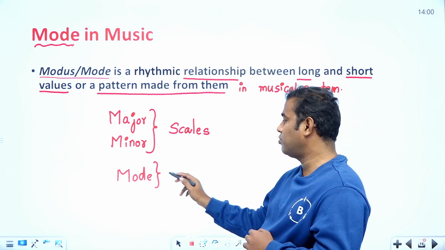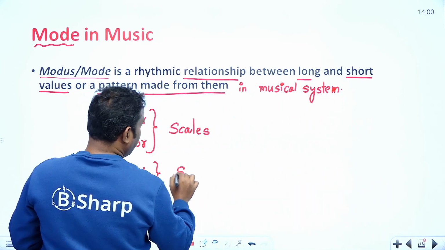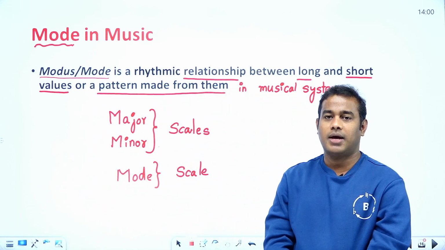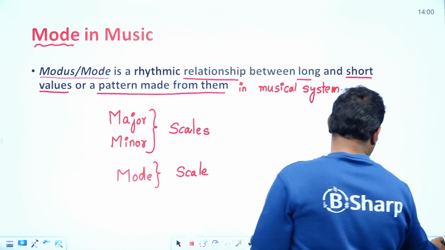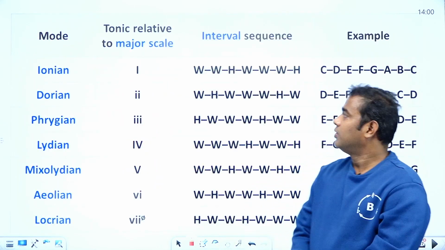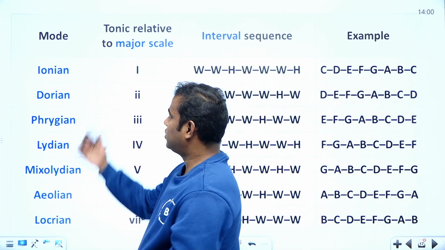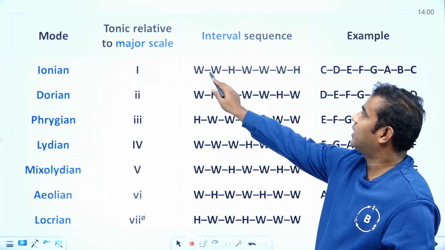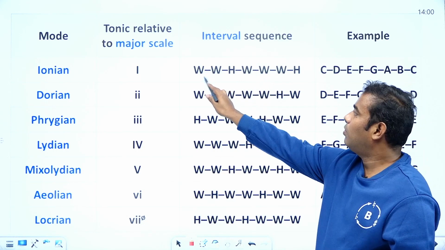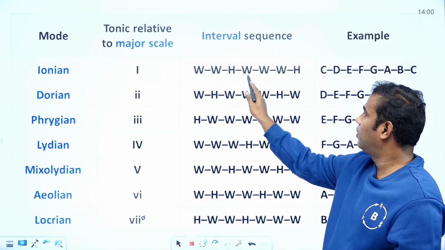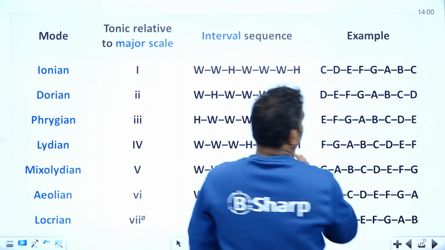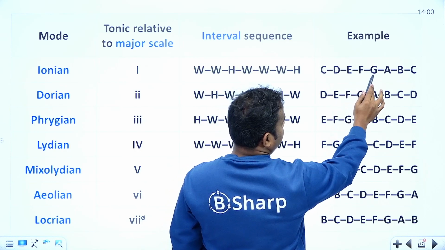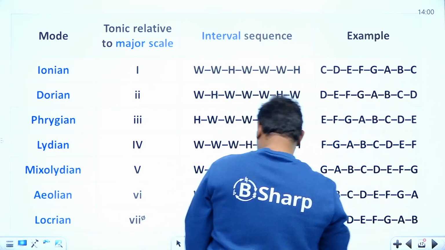At this juncture, what I am going to do is assume that mode is also a scale, and move forward. So let us dive into this point. When you assume that mode is also a scale, the first mode is called the Ionian mode. The Ionian mode has the interval sequence whole, half, whole, half, whole, half. If you look at the example, that is C, D, E, F, G, A, B, C. Yes, you are right.